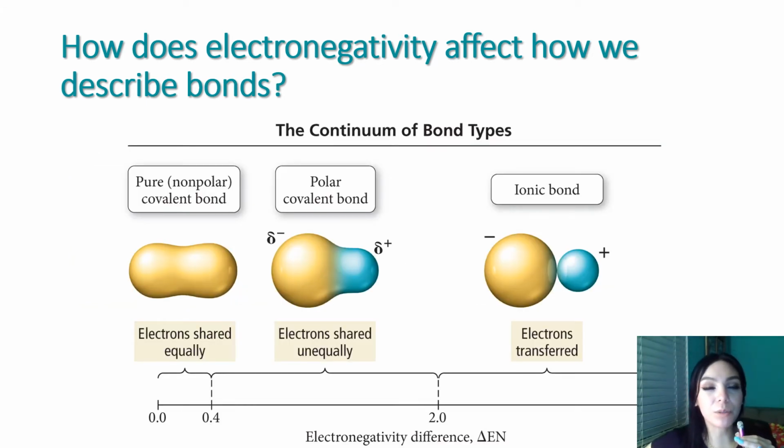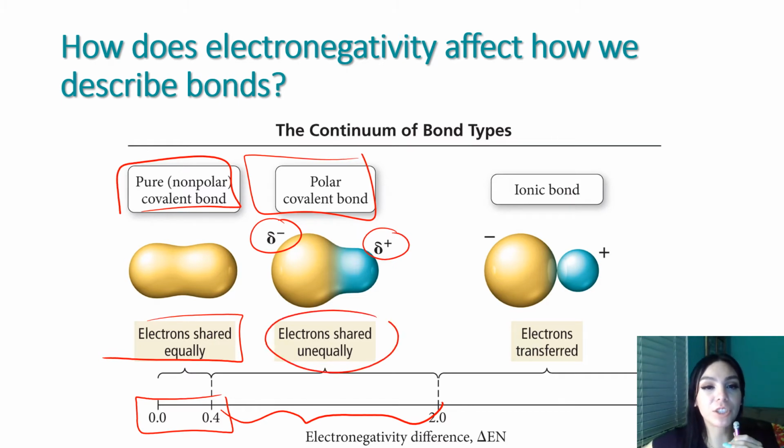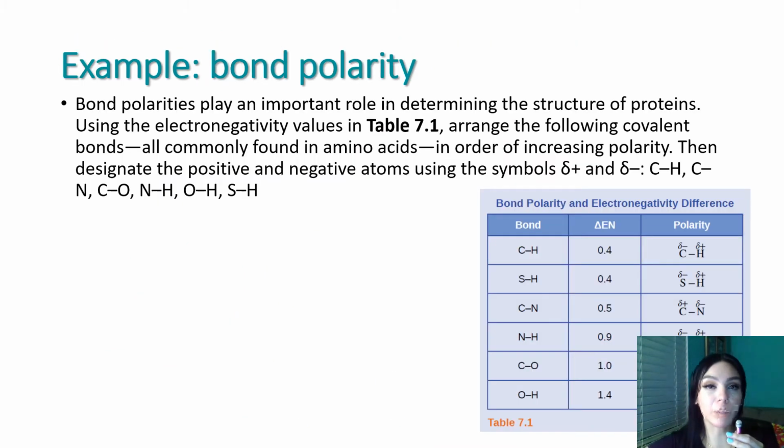And again, just to give you a visual, a pure nonpolar, or we also call this nonpolar, the electrons are shared equally. This is anything between 0 and 0.4 difference. Between here, we have our polar covalent bonds. You will have a slightly negative side and a slightly positive side to that bond where they're shared unequally. And then for anything greater than 1.8 to 2, you will have that ionic bond where the electron is just completely transferred from one element to the other.